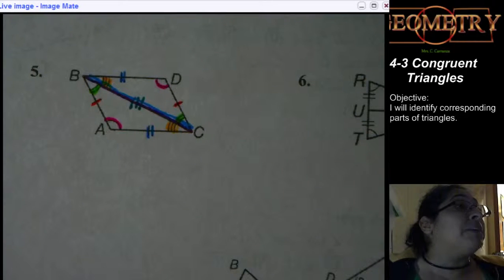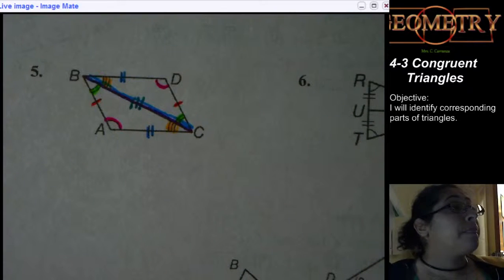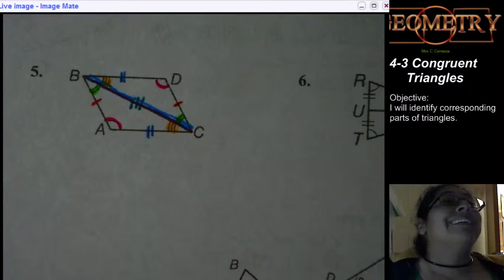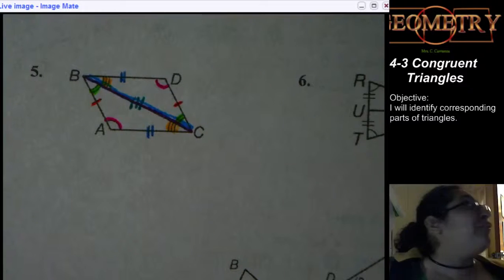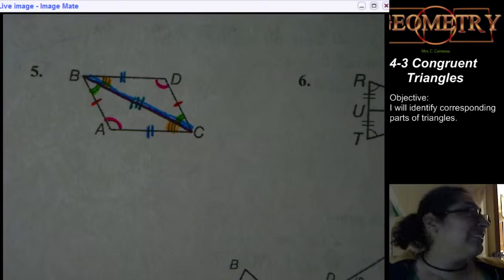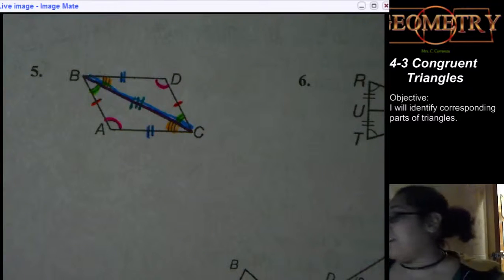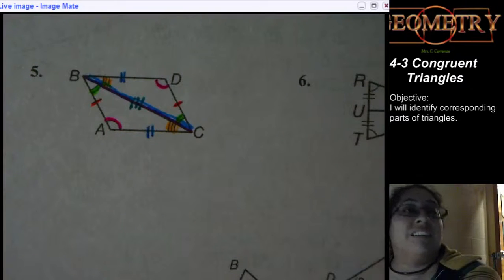The notes for 4-2 I just gave you, under properties of congruence. Do you want a hint? It starts with an R. Rectangle? It's not rectangle. Reflexive property of congruence. Yes, reflexive property of congruence. Right there. It's all right, you'll get it next time.